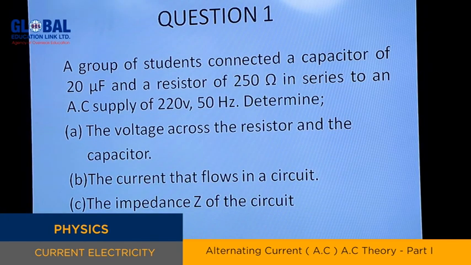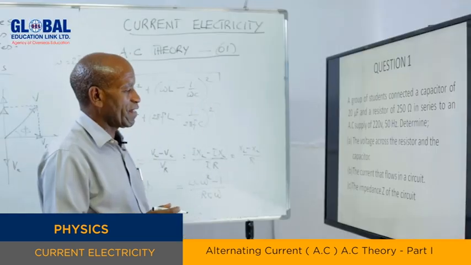The question goes like this. A group of students connected a capacitor of 20 microfarad and a resistor of 250 ohms in series to an AC supply of 220 volts and 50 hertz. Determine A, the voltage across the resistor and the capacitor, B, the current that flows in the circuit, and C, the impedance Z of the circuit. These are the three questions.